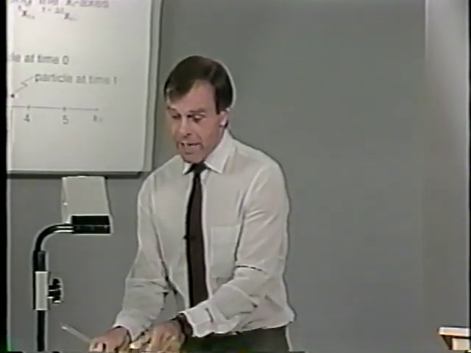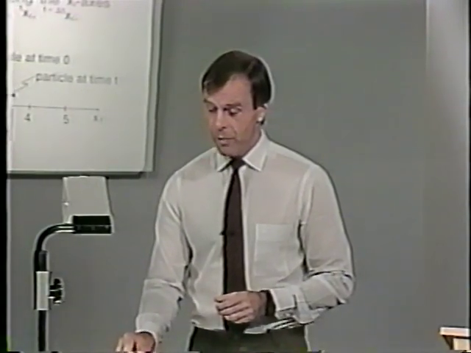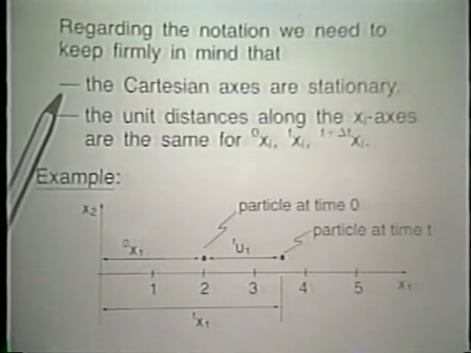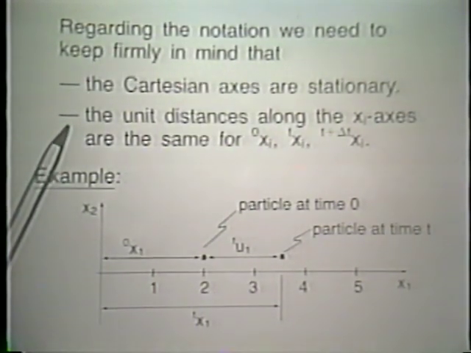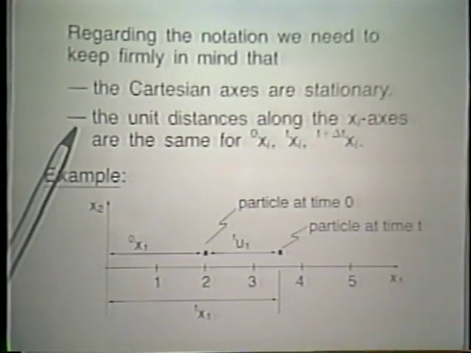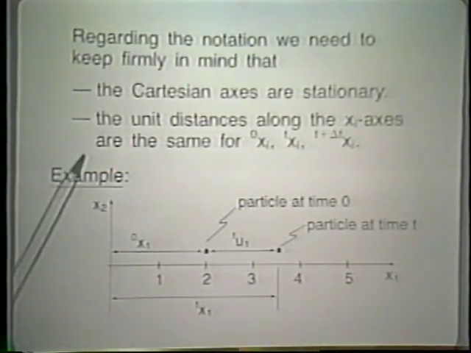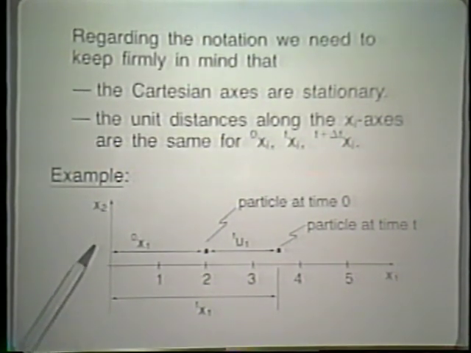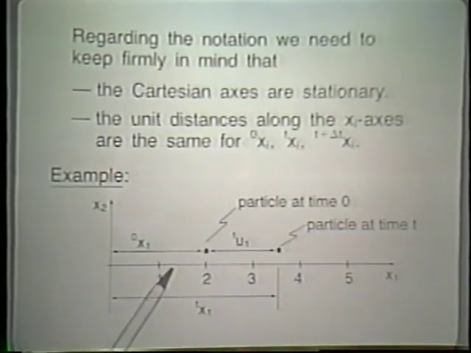I mentioned already that the Cartesian axes are stationary, and I have prepared this view graph to point it out once more very strongly. The unit distances along the xi axis are the same for 0xi, txi, and t plus delta t xi. That is also a very important point. Let's look at this very simple example. Here we have an x2 axis, and we have the x1 axis along here.